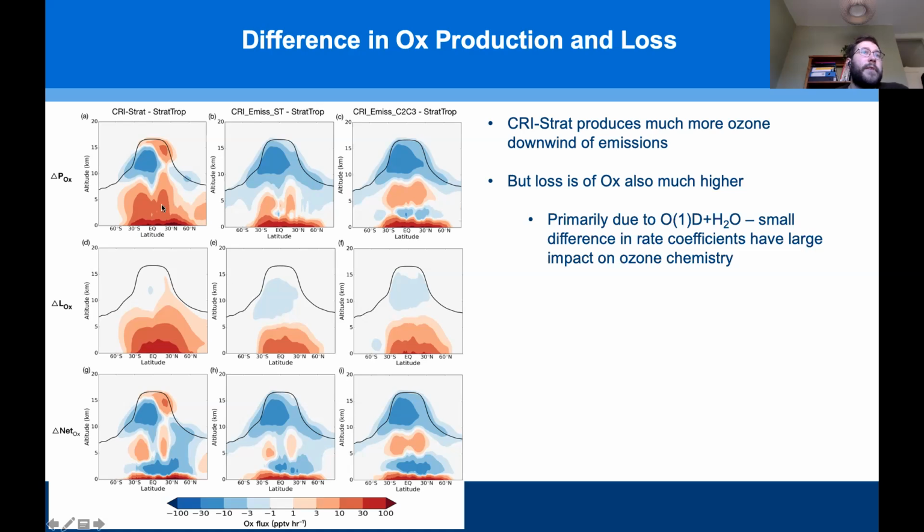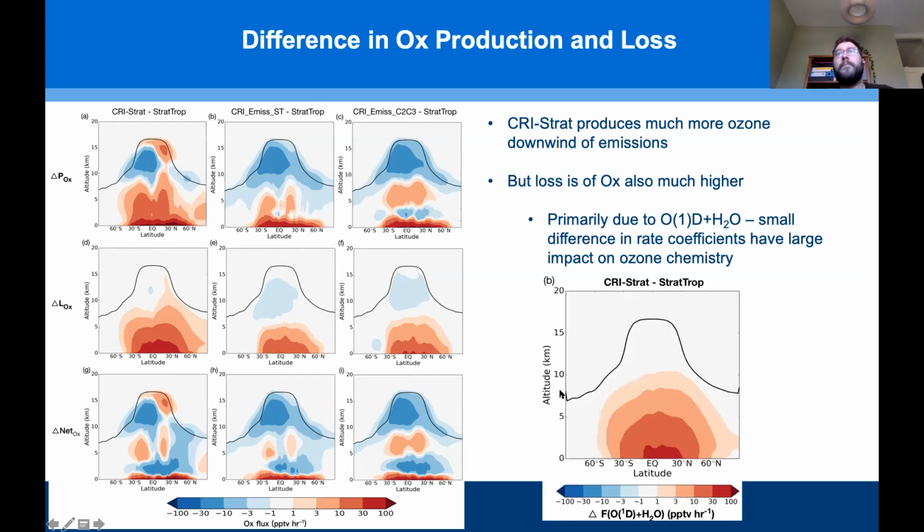And so you can really see here, CRI-Strat is producing a lot more ozone at the surface and the lower troposphere, but you do have this greater loss, which is occurring mainly due to this change in the O-singlet-D plus H2O reaction. And so overall, we get higher ozone near the surface, but more ozone lost in the upper troposphere. And this is really just showing you that difference from the O-singlet-D plus H2O reaction, which has been kind of the bane of this, unfortunately.